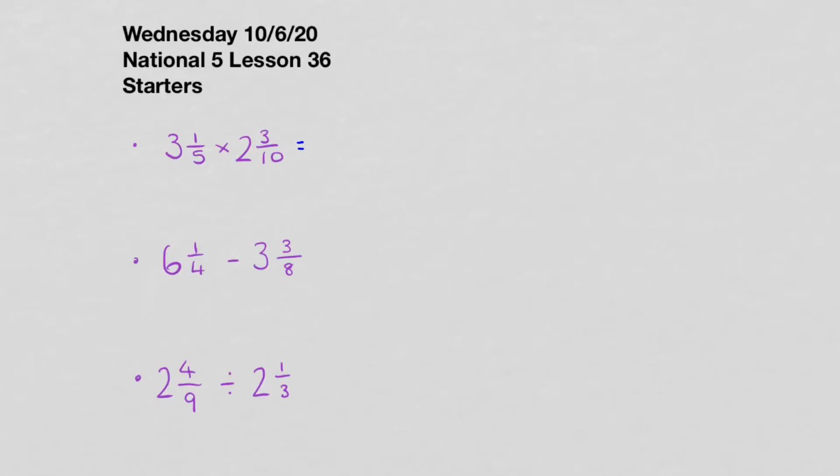So the way that we change to improper fractions, remember, is that times that, add that to go on the top. So 5 3s are 15, add 1 is 16, and on the bottom, the number stays the same. Then for the other one, 10 times 2 is 20, add 3 is 23.